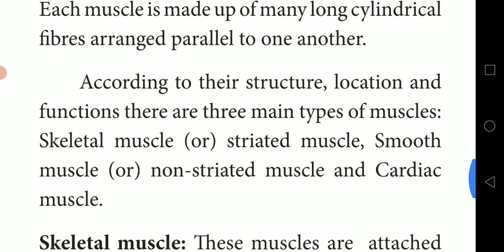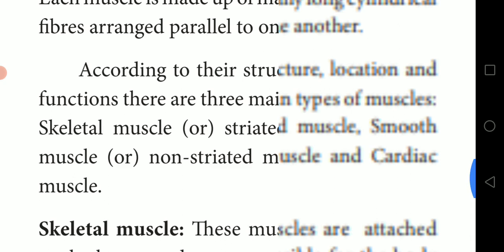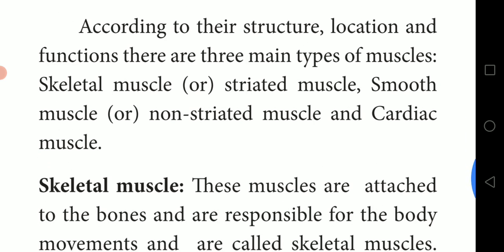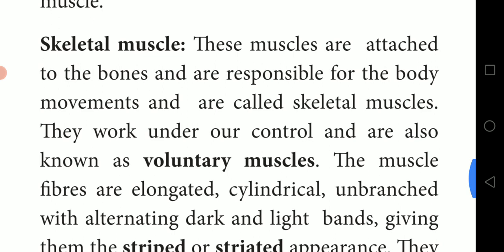According to their structure, location, and functions, there are three main types of muscles. One is skeletal muscles, which are also called striated muscles. Another one is smooth muscles, which are also called non-striated muscles, and the third is cardiac muscles. So these are the three main types of muscles. We'll see one by one. The first muscle is the skeletal muscle.